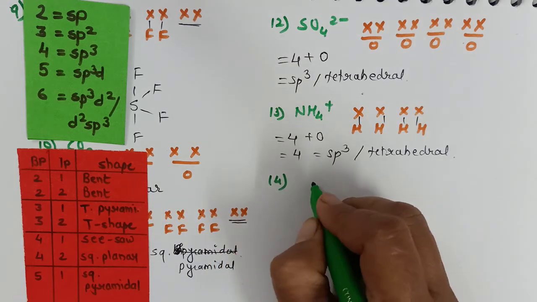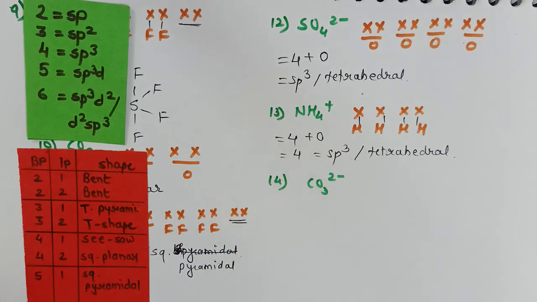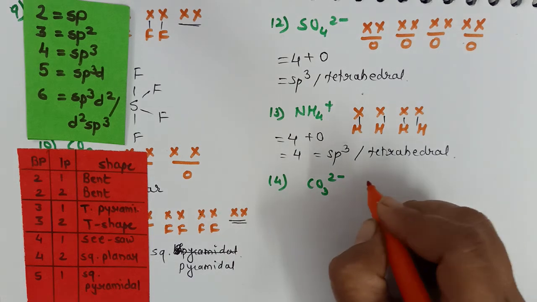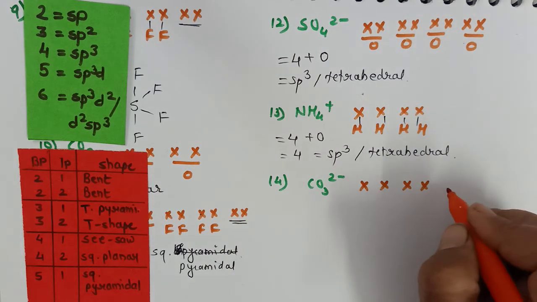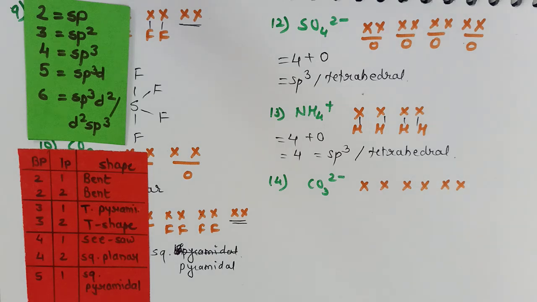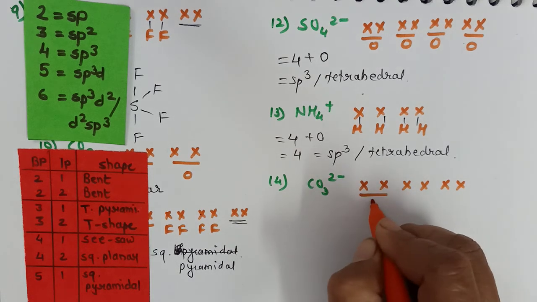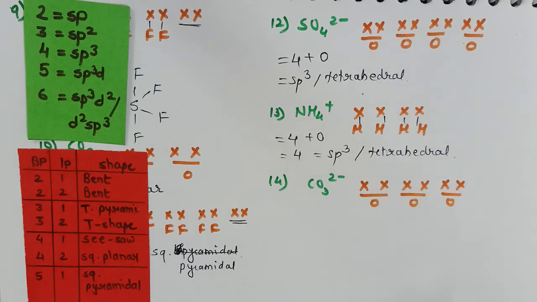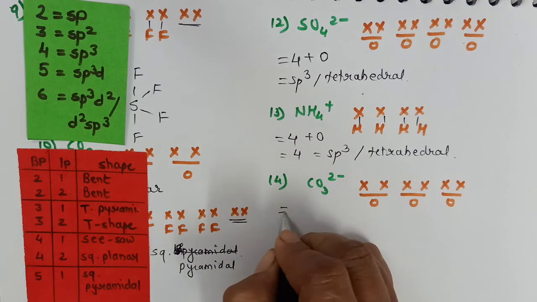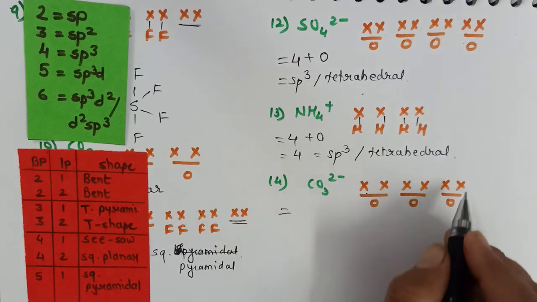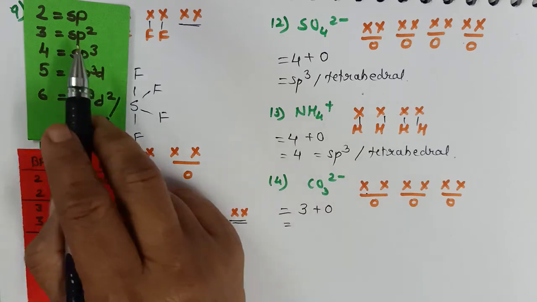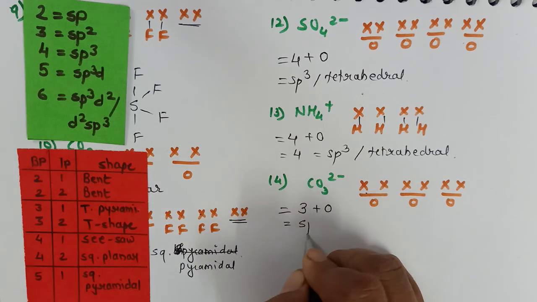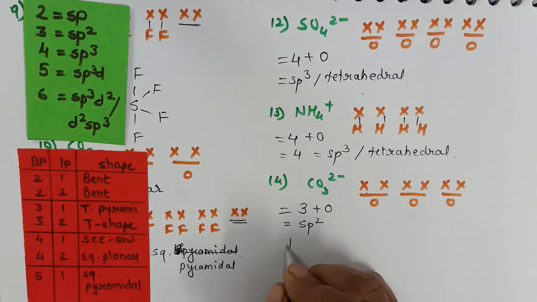Next is CO3 2 minus. Again we'll start with the valence electrons. The number of valence electrons in the carbon atom is 4. But 2 minus charge, that means it has accepted 2 more electrons. Now 3 oxygen atoms, they will use 2 electrons each. So how many bond pairs? 1, 2 and 3. 3 bond pairs, no lone pair left out. Since the sum is 3, carbon undergoes sp2 hybridization and it will show trigonal planar shape.